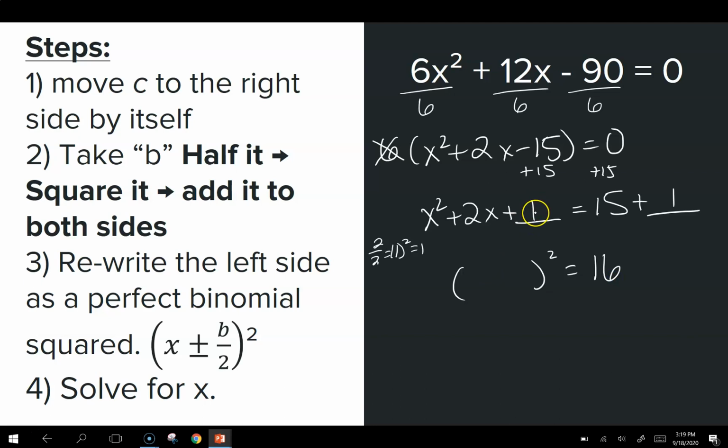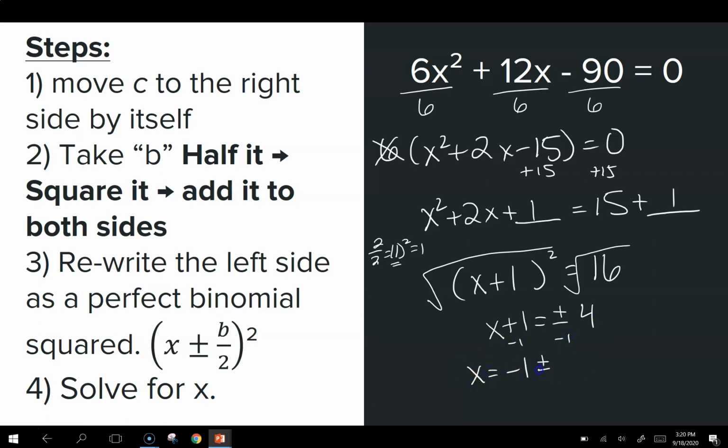Over here, multiplies to itself to get 1, adds to itself to get 2. Remember, that's the same number when I take b and cut it in half. So this time I have a positive 1. So x plus 1 squared. All right, there's a parenthesis being squared, so we're going to square root it. Square root both sides. My x plus 1 breaks free. I'm taking the square root of a number, so I know it's positive and negative something. What is the square root of 16? It is 4. Oh, this is nice. When I subtract my 1, it comes out front. Negative 1 plus and minus 4.